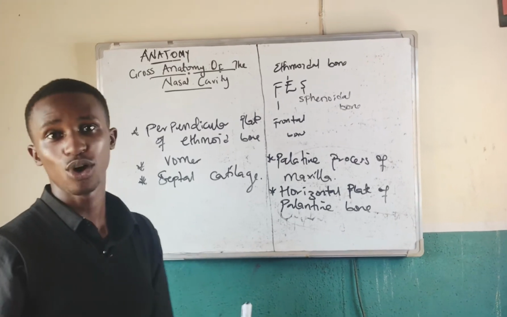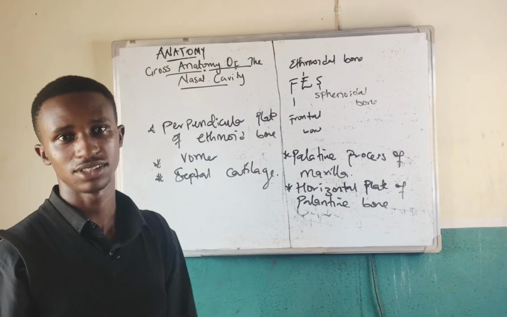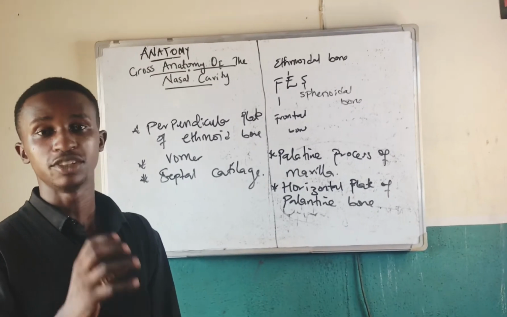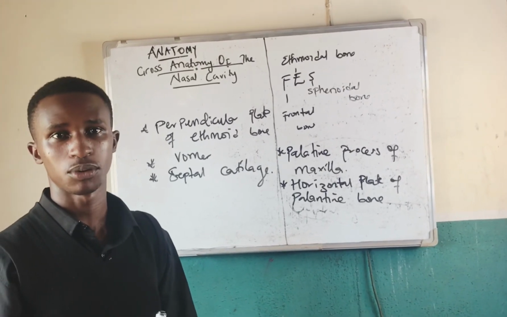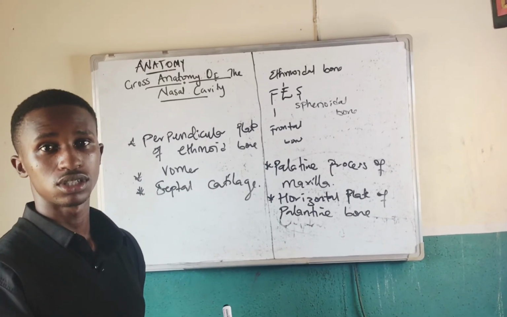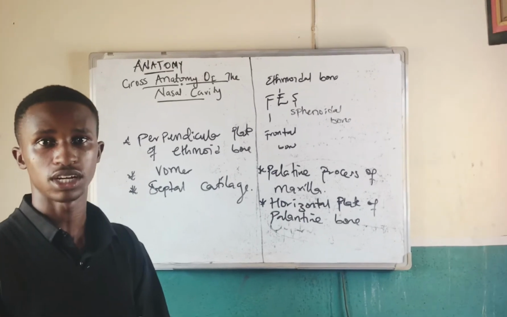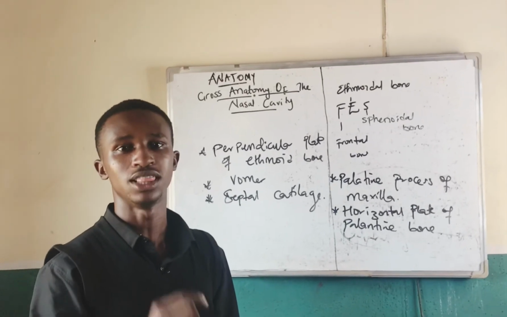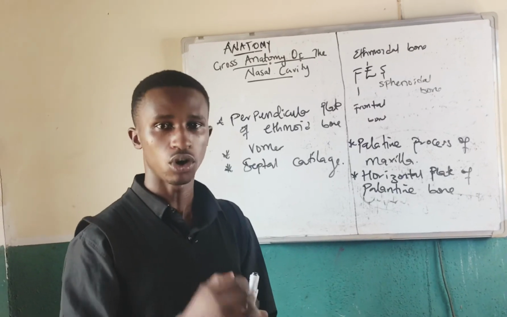The most important wall of the nasal cavity is the lateral wall of the nasal cavity. Why is the lateral wall the most important wall? It is because of the presence of special structures in the lateral wall. In this short video, we discussed the roof, the floor, and the medial wall of the nasal cavity. In the next video, I will be discussing the lateral wall of the nasal cavity, which is the most important wall of the nasal cavity.